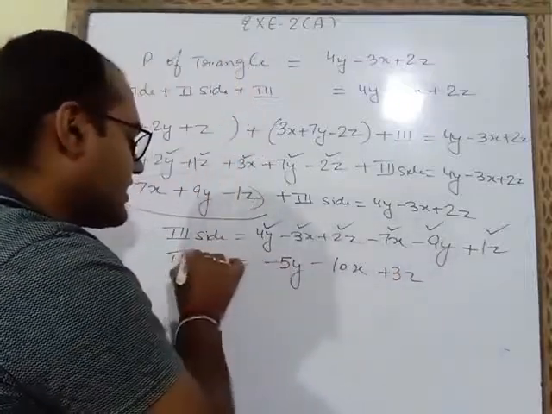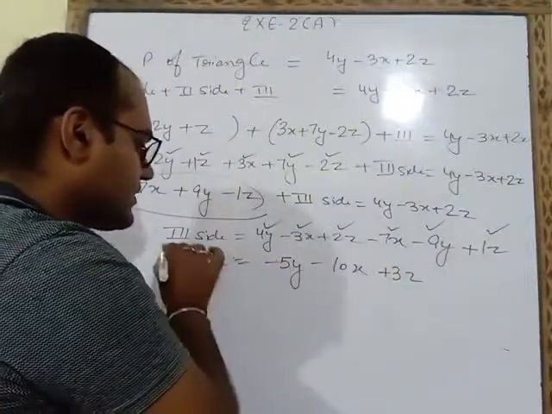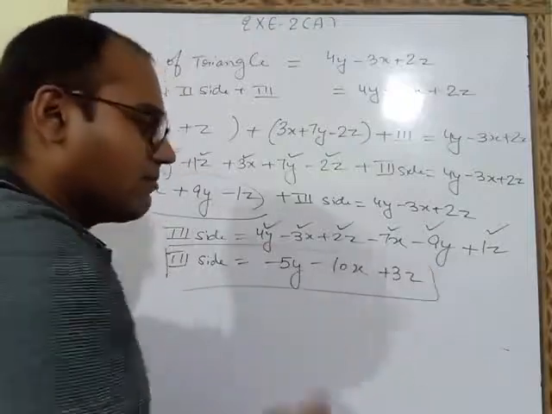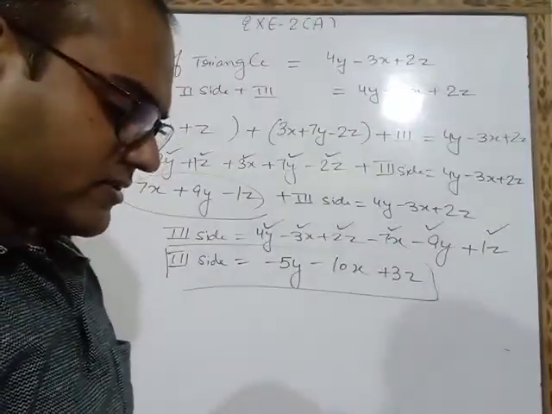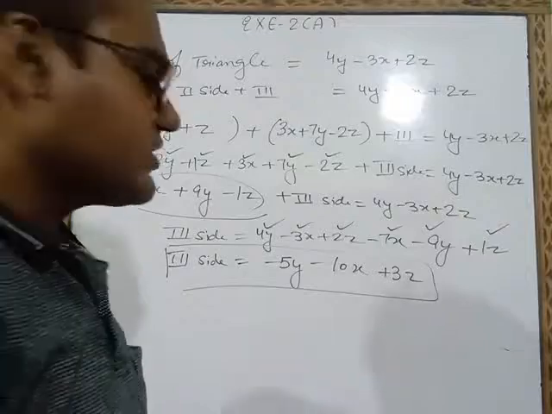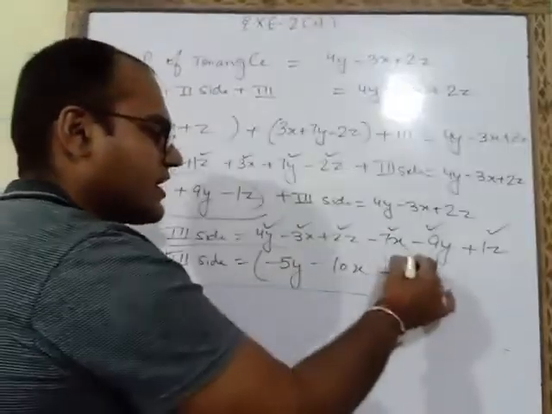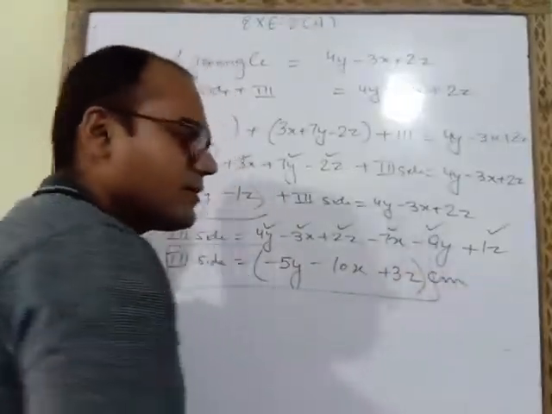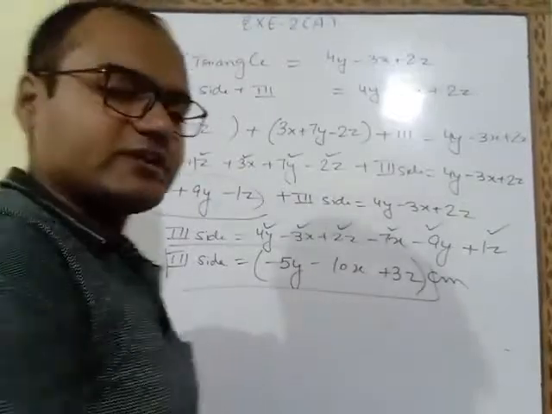So the third side answer is minus 5y minus 10x plus 3z. So this is the value of the third side. So we will write centimeter here. So this many centimeters is the third side.